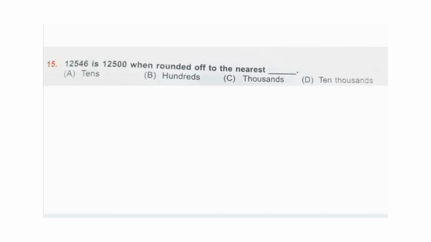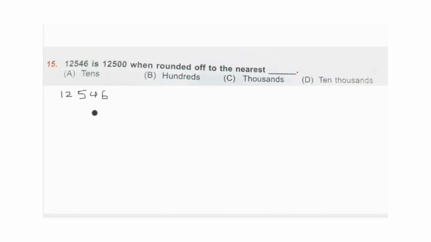Let's look at question number 15. Here the question is: 12,546 is 12,500 when rounded off to the nearest what? So let's write down the number first. It's 12,546. And the options are tens, hundreds, thousands, and 10,000.